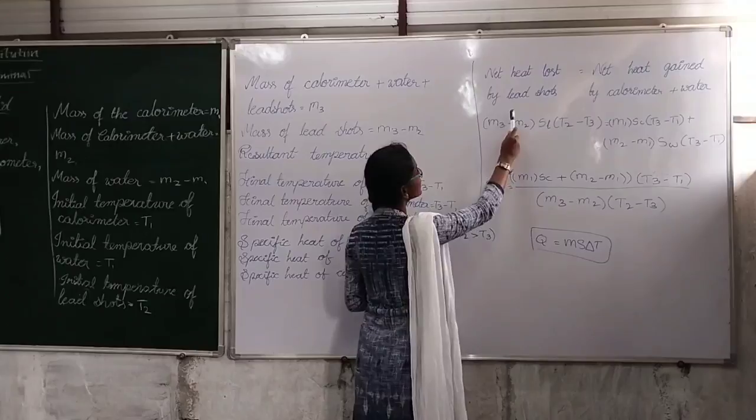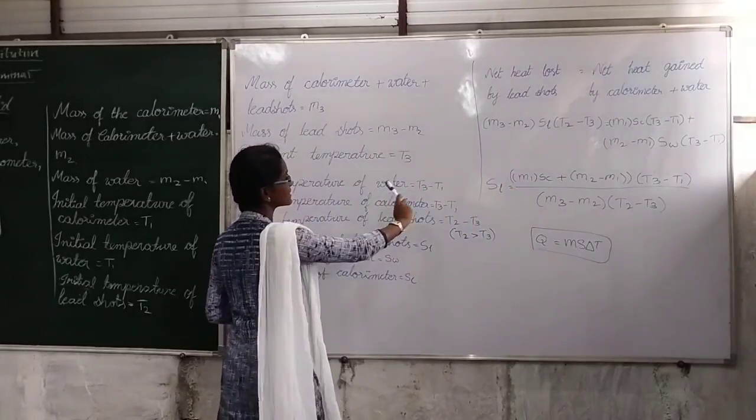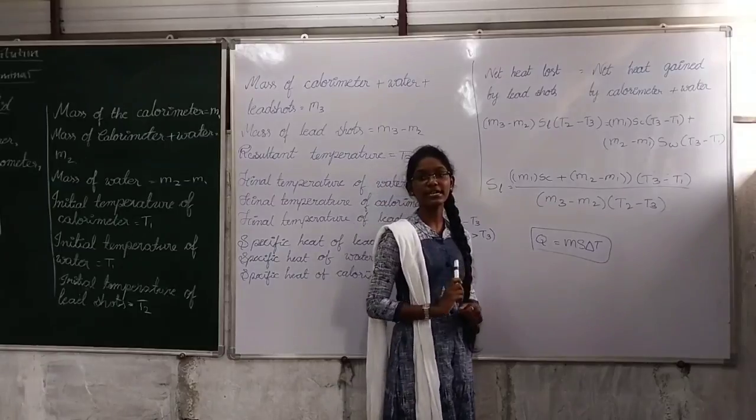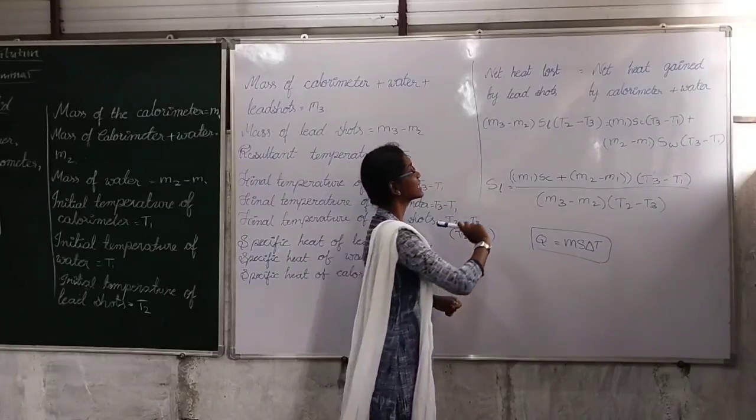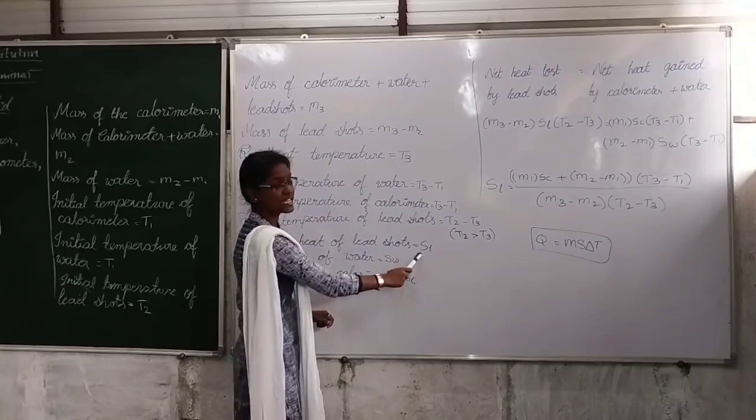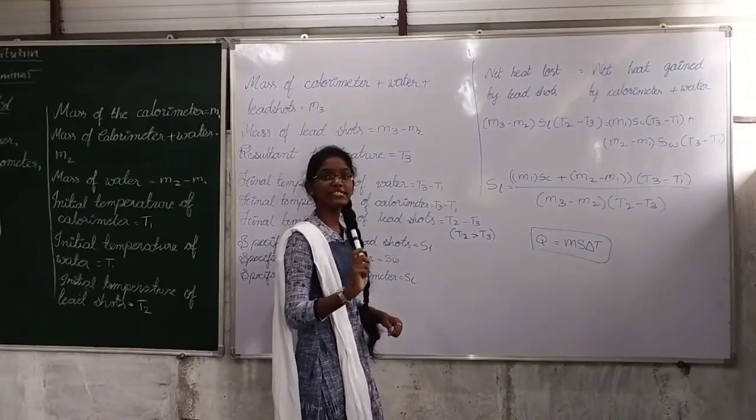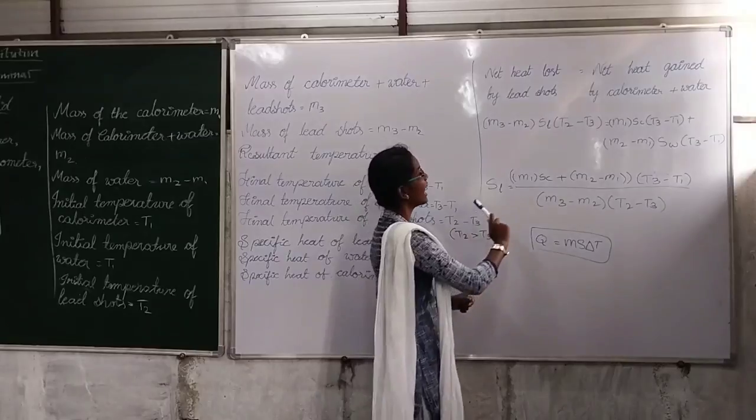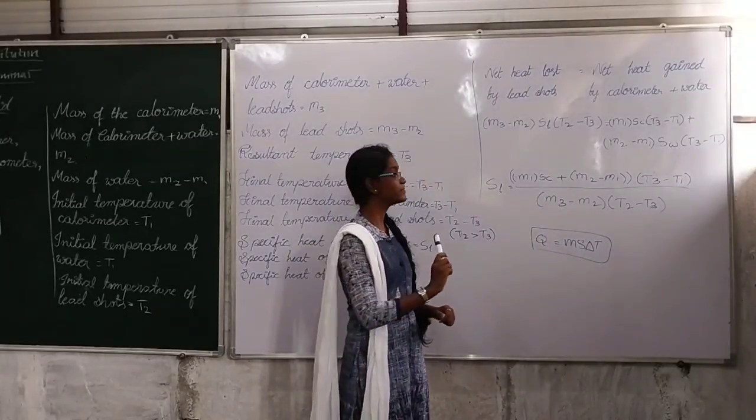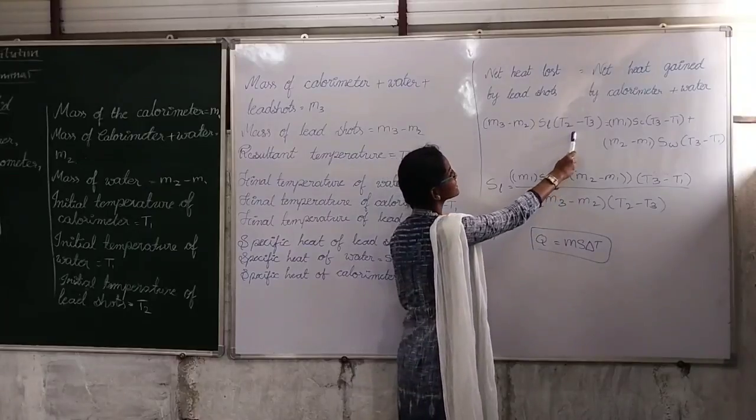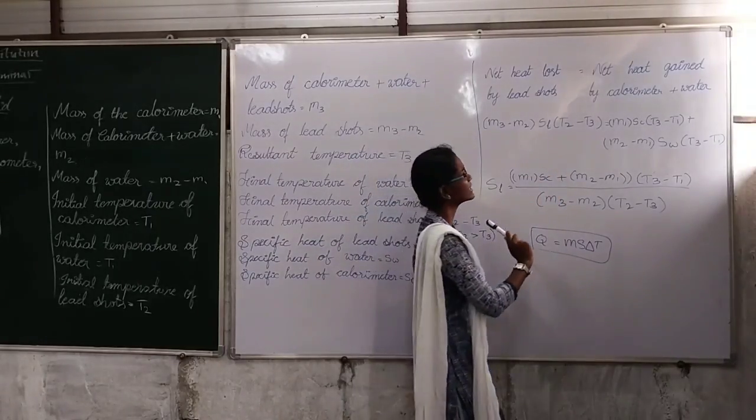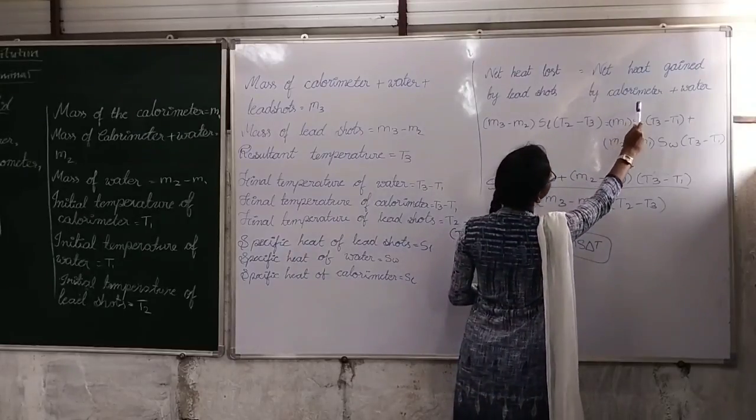See, the mass of the lead shots we have already written, right? M3 minus M2 is the mass of the lead shots, and SL is the specific heat of the lead shots. T2 minus T3 is the change in temperature of the lead shots. Now equals, first the calorimeter.